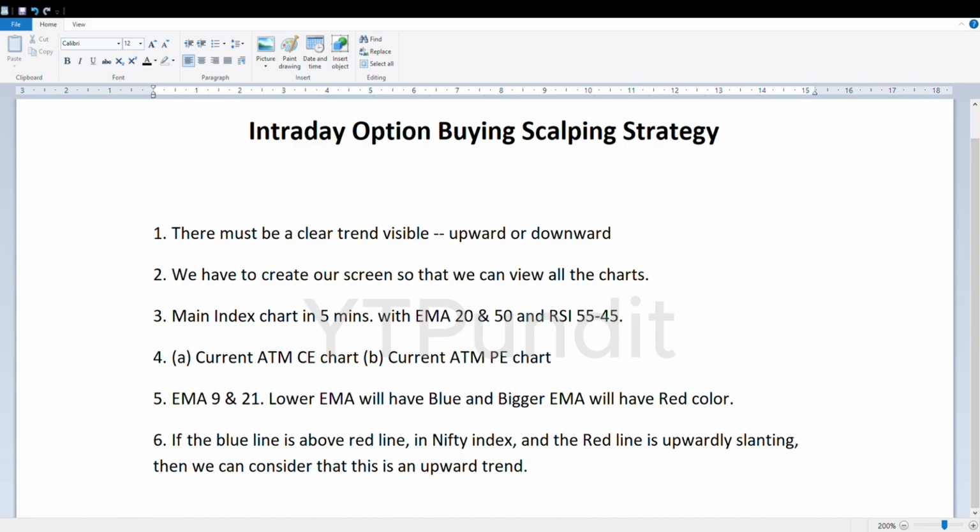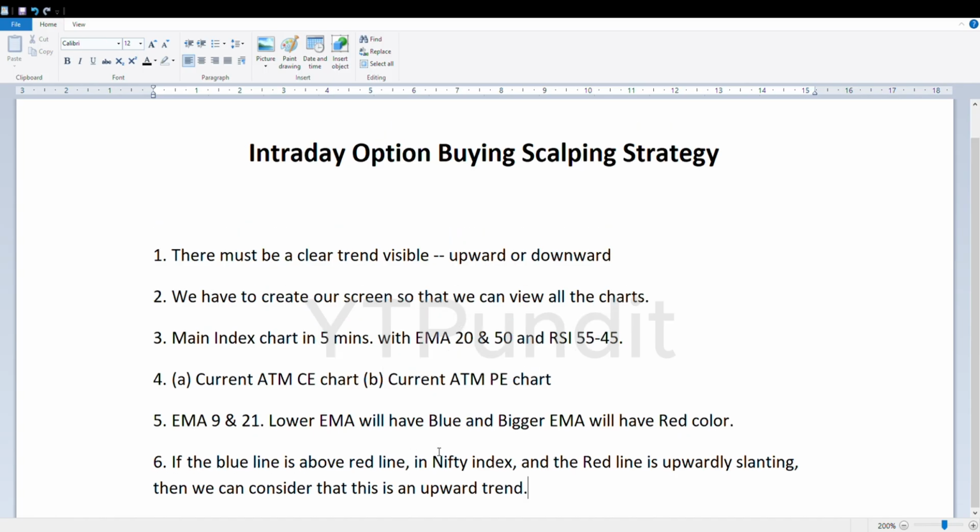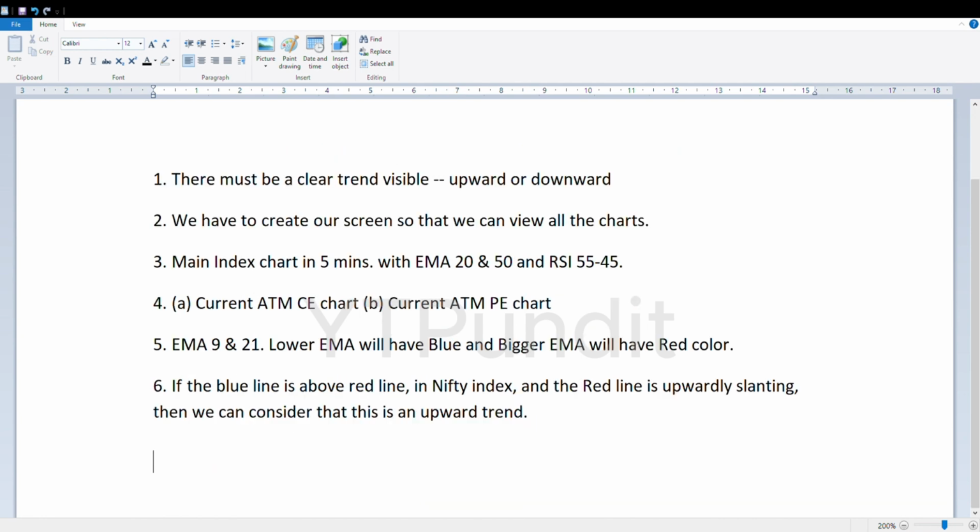Fine. So the opposite is the downward trend. That means that in the main Nifty index, if the blue line is below the red line and the red line is downwardly slanting, then we can consider that it's a downward trend. Okay. So trend is visible now. The upwardly slanting line is the red line, and the blue line is above the red line, and the bars are above that blue line. Similarly, when it happens this way, the CE chart will also have the blue line on top of the red line if it is an uptrend. If it is a downtrend, then the PE chart will have the blue line over the red line, and the bars would be above the blue line.